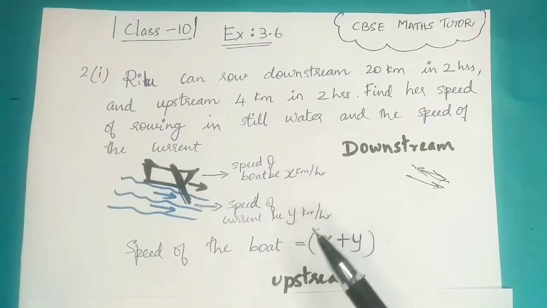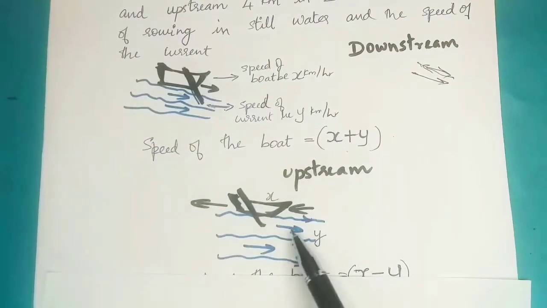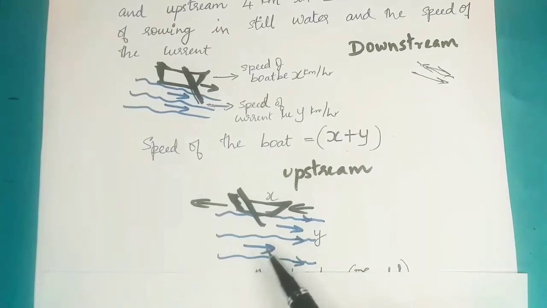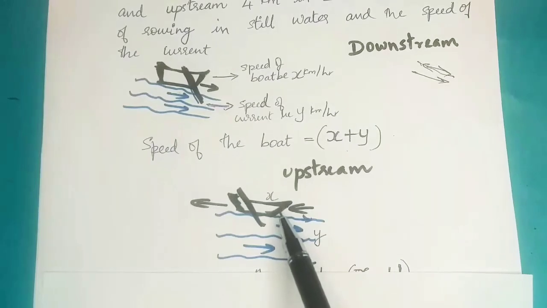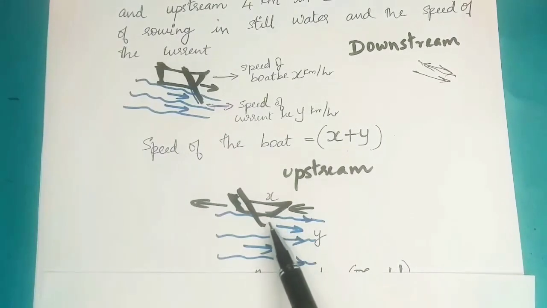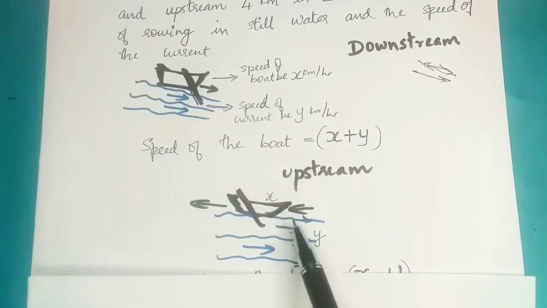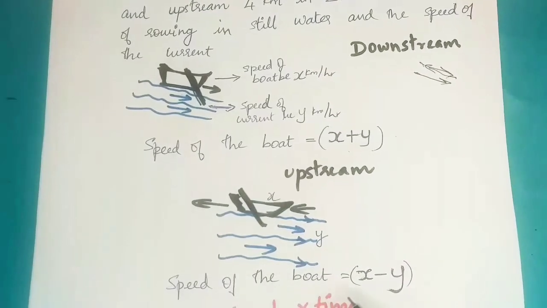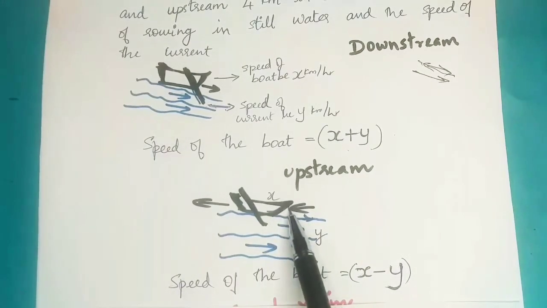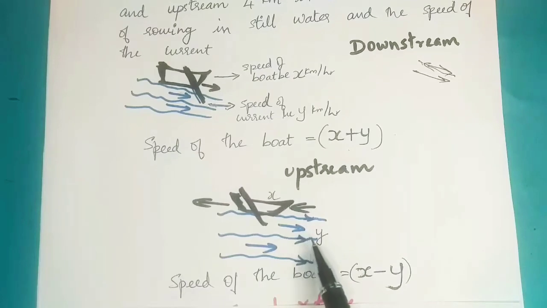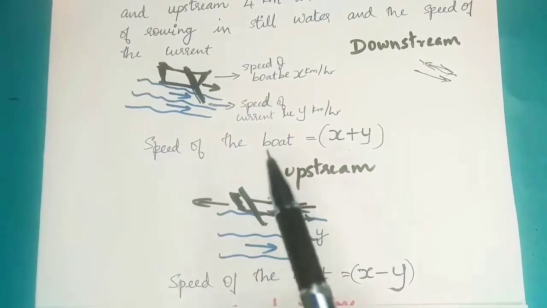Let us understand the term upstream. Upstream means the boat is traveling opposite to the direction of the river's current, and the speed of the boat decreases with respect to the speed of the current. So the speed of the boat will be x minus y. The actual speed of the boat decreases with respect to the river's speed. Hope these two terms are clear for you.